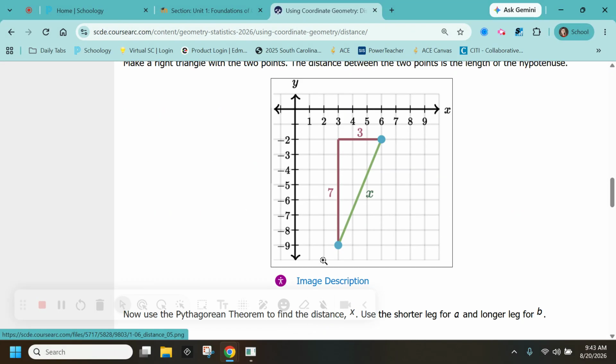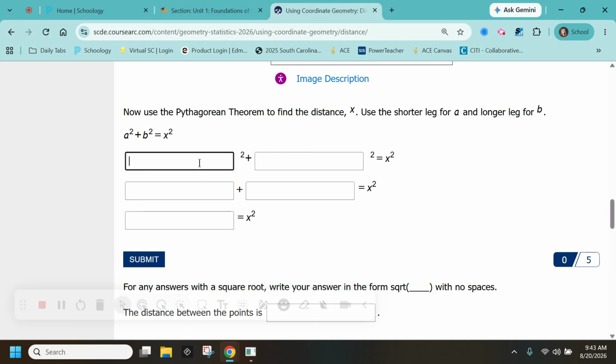They went ahead and are using the Pythagorean theorem, so finding the difference between the x's and the y's. So 7 units is the difference between the 2 y coordinates, and 3 units is the difference between the x coordinates. So we're going to substitute 3 in here, 7 in here, and then do the square of each of those. So 3 squared is 9, 7 squared is 49. And then the last step is to add them together so that it gives me 58.